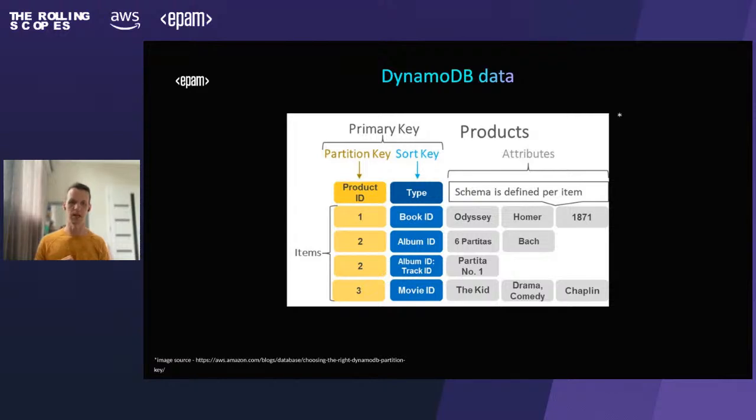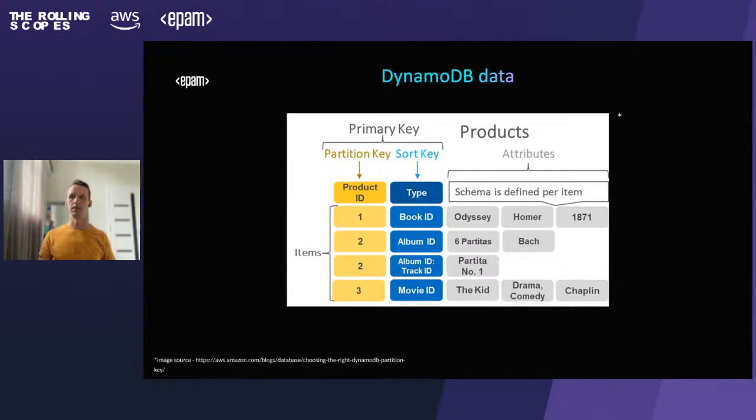And the idea behind the primary key, it should be unique among your table. In the case of DynamoDB, we can see that the primary key consists of the partition key, which we must specify whenever we create our table, and the sort key. In this example, it's just some kind of ID and type.